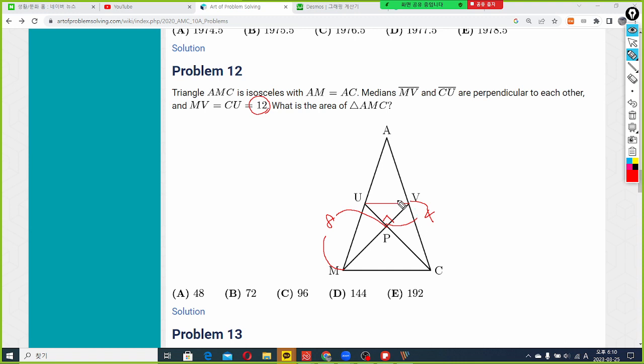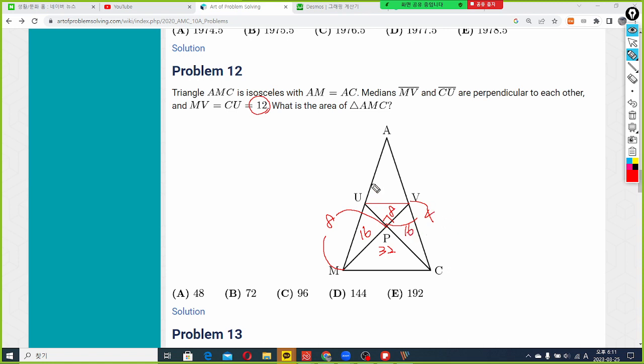So that means what's the area of this inverted triangle PUV? If two legs are 4 and 4 and that's a right triangle, so what's the area? 4 and 4 makes 16. So 8. This area is 8. So what's the area of PMC? 32. And then because the ratio of MP and PV is 2 to 1, what's the area of this left triangle, MPU? The area of MPU is 16. So this one also 16.